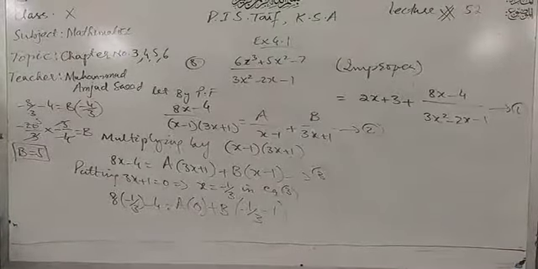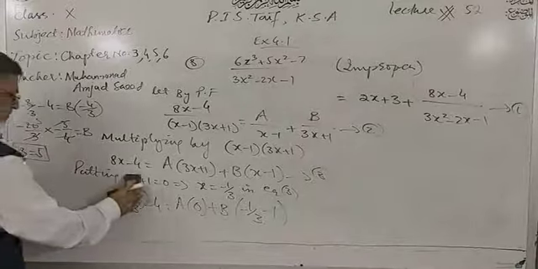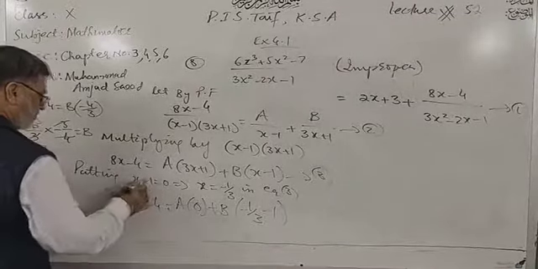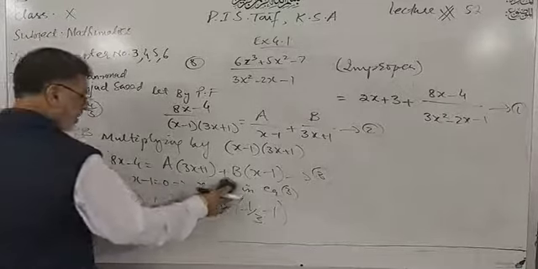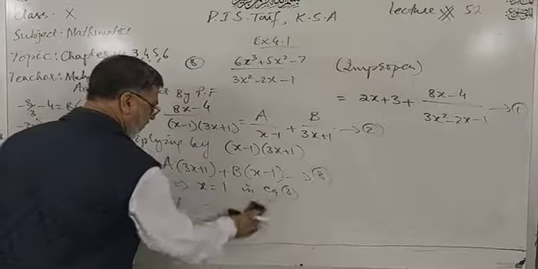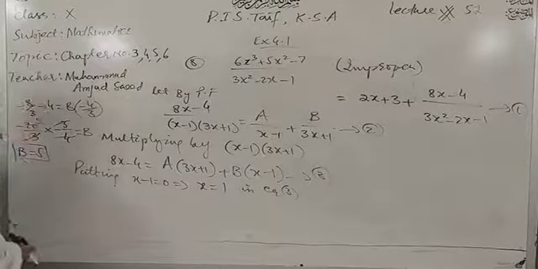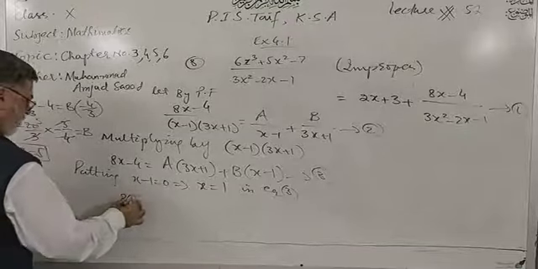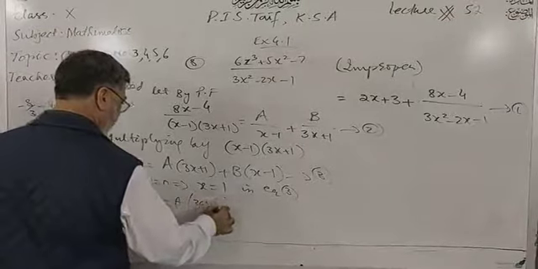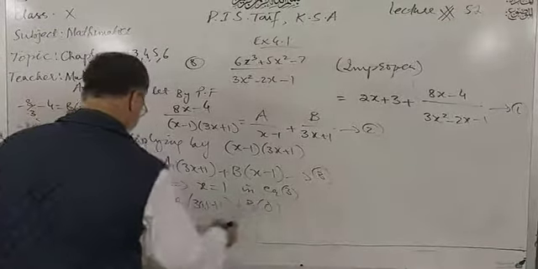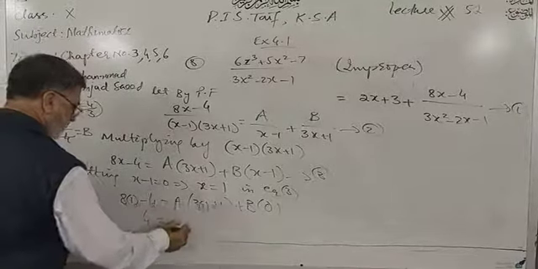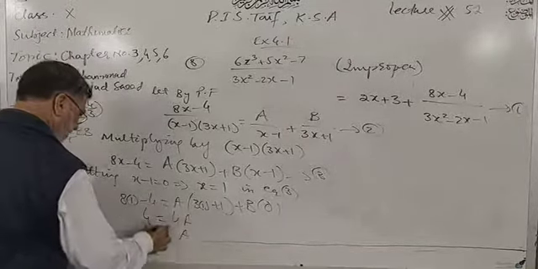After that, putting x minus 1 equal to 0 implies that x is equal to 1 in equation number 3. So dear students, we have 8 into 1 minus 4 equals A into 3 into 1 plus 1 and B into 0. 8 minus 4 is 4, 3 plus 1 is 4A and A is equal to 1.